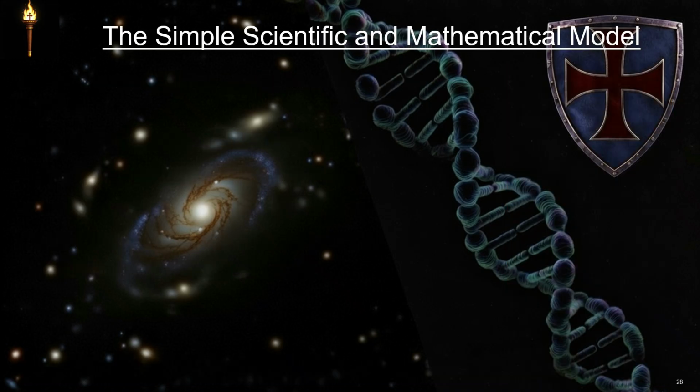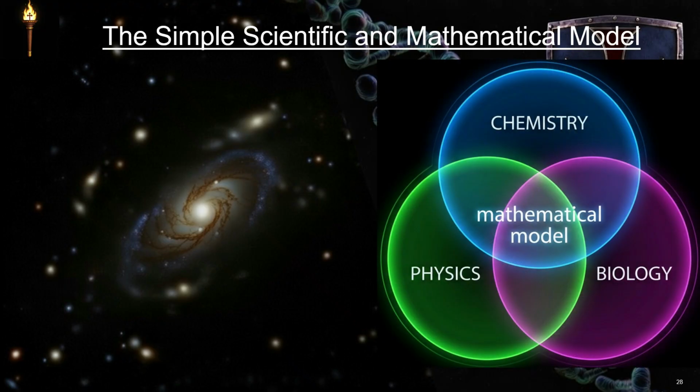So let's get an overview of this simple scientific and mathematical model. Now, I had mentioned in section 1.2, module 1, that math can't be applied to biology. So how is it we're able to have a simple scientific and mathematical model here? If you see in this picture, there are actually three disciplines that are involved in this. There's physics, there's chemistry, and there's biology. And where all three of those intersect, that's where we're going to develop our mathematical model. That model will incorporate mathematical formalisms from physics and chemistry, both hard sciences.